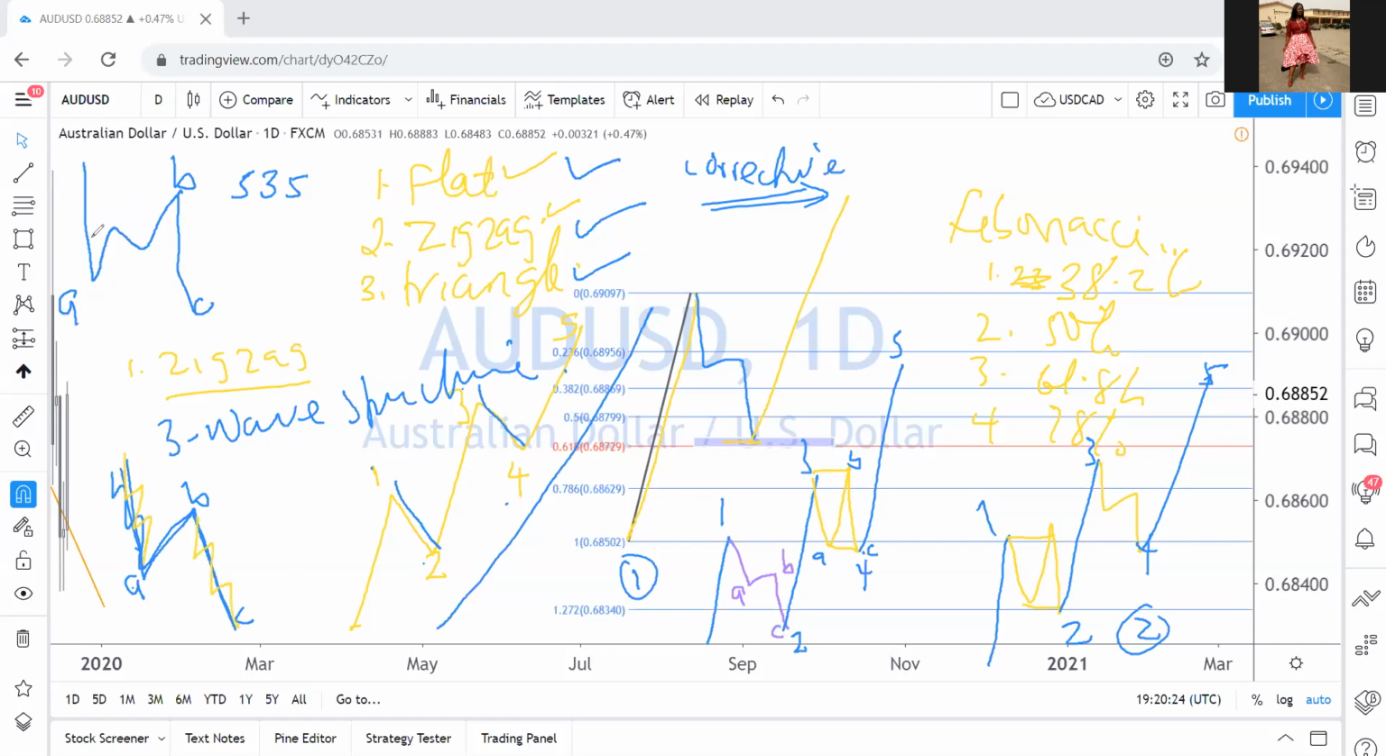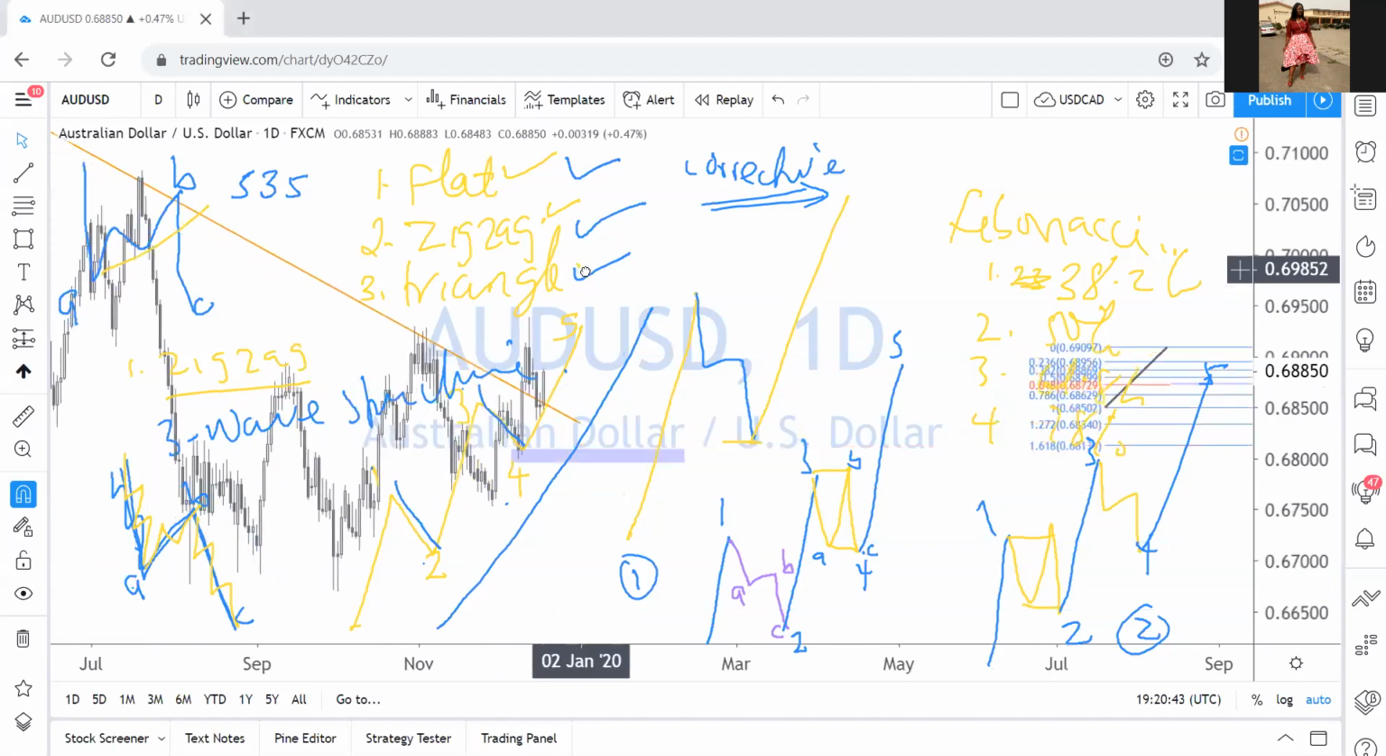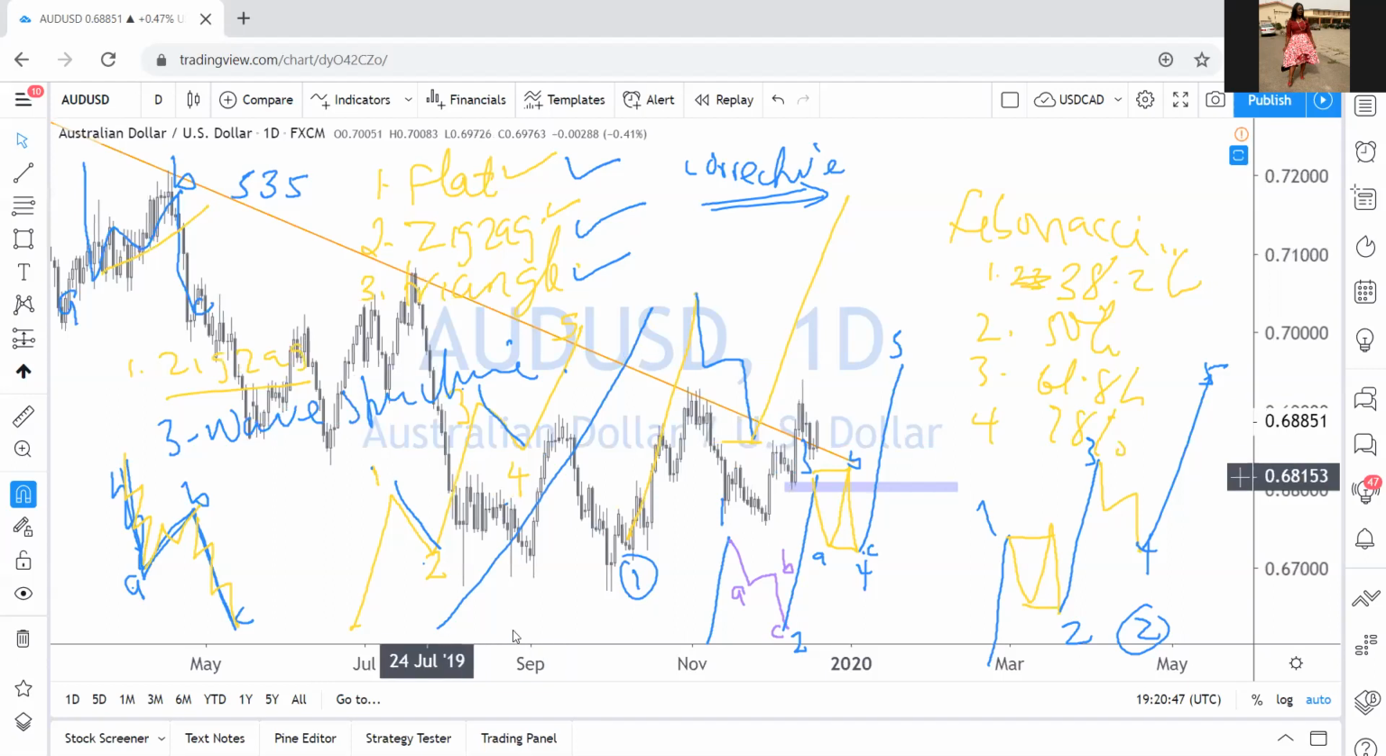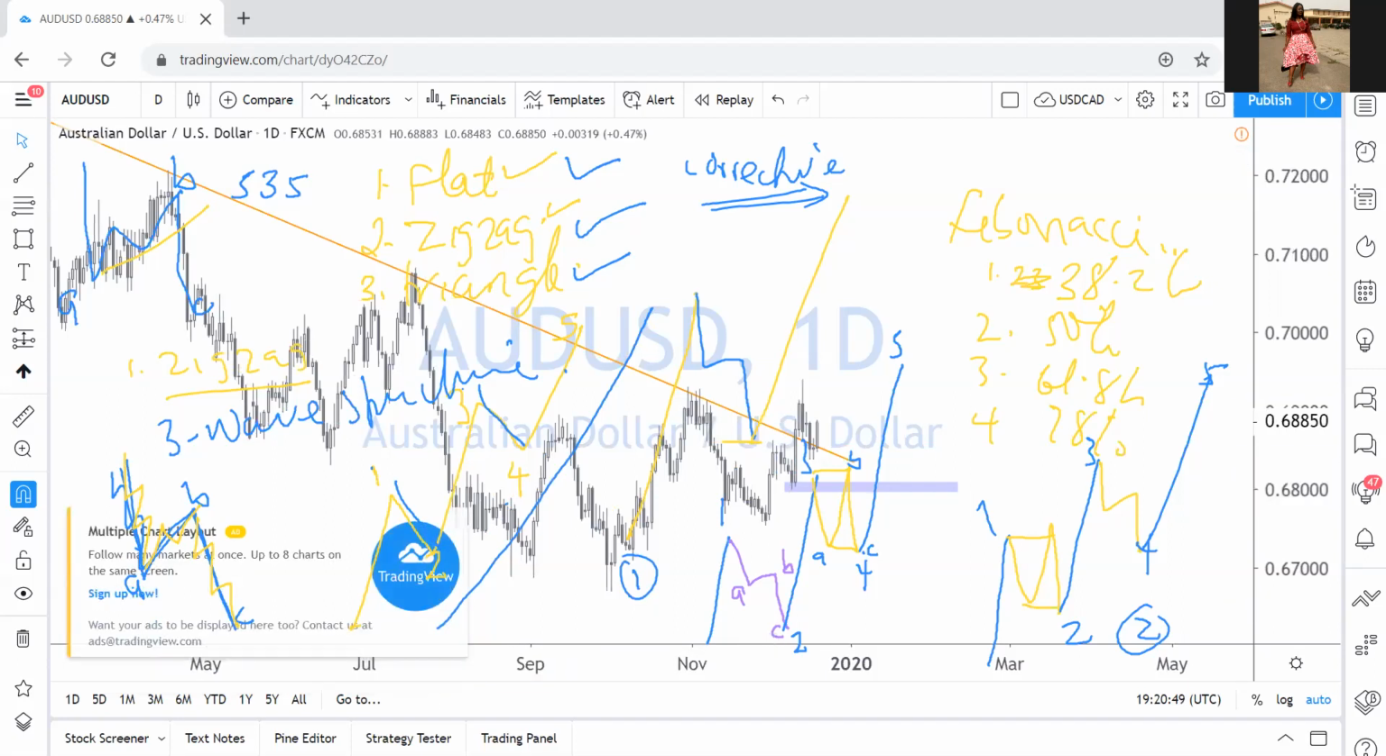And then the B wave, which is this one here, must be a 3-wave structure. 1, 2, 3. Now, listen to me very clearly. When somebody says a wave should be a 5-wave structure, it does not mean that you should be able to count 1, 2, 3, 4, 5 there. That's not what we are talking about. I will show you an example now with red color.